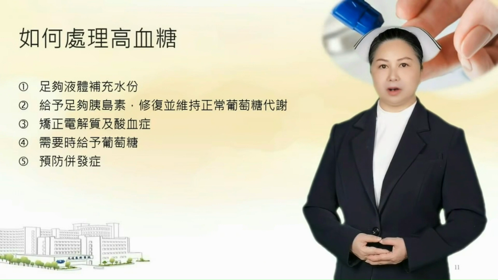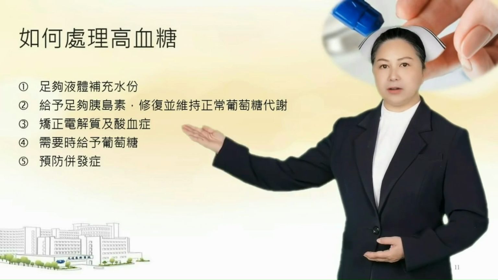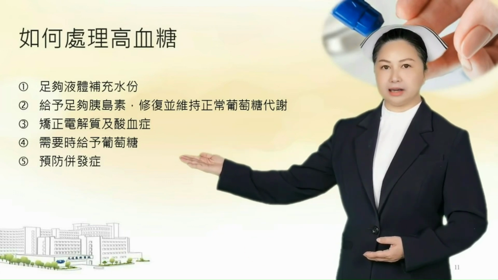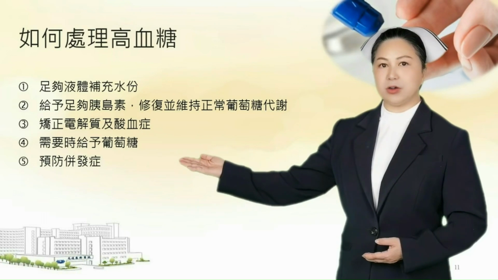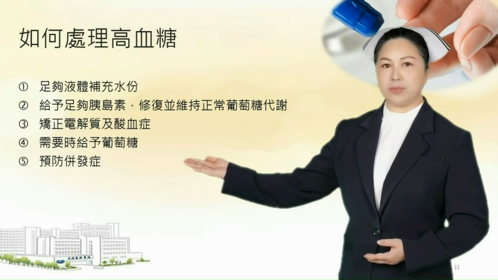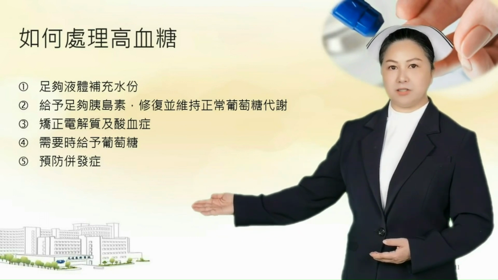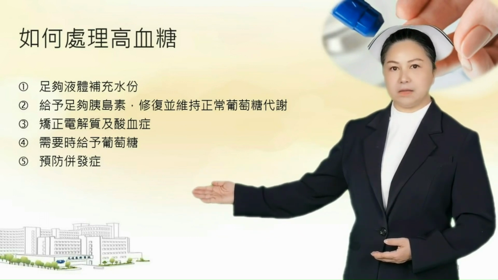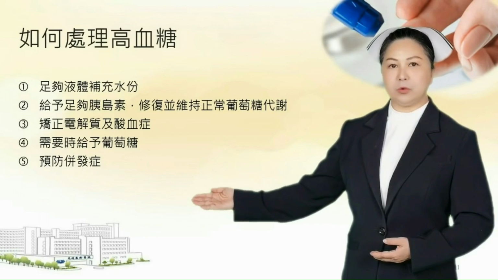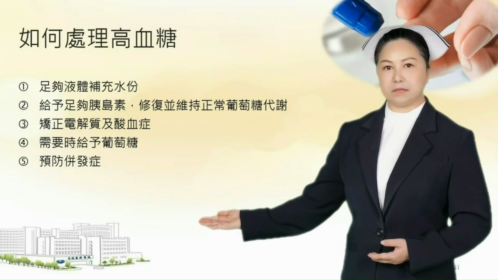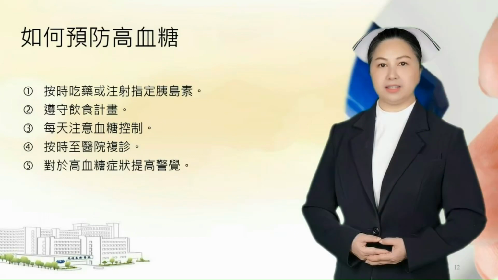What do we do about high blood sugar? The first is to give enough fluids to rehydrate, and the second is to give enough insulin to repair and maintain normal glucose metabolism. The third is to correct electrolytes and acidemia, and the fourth is to give glucose when needed. Fifth, prevent complications.